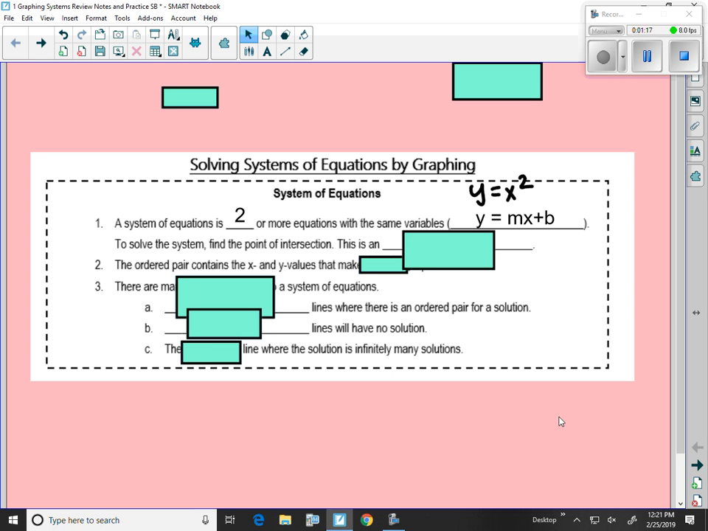To solve a system, we find the point where the two graphs intersect. Sometimes they'll intersect never, sometimes once, and sometimes twice. This is called an ordered pair. Wherever they intersect, they intersect at an ordered pair, x comma y. Looking at a graph, there will be a point where your two lines or two graphs intersect.